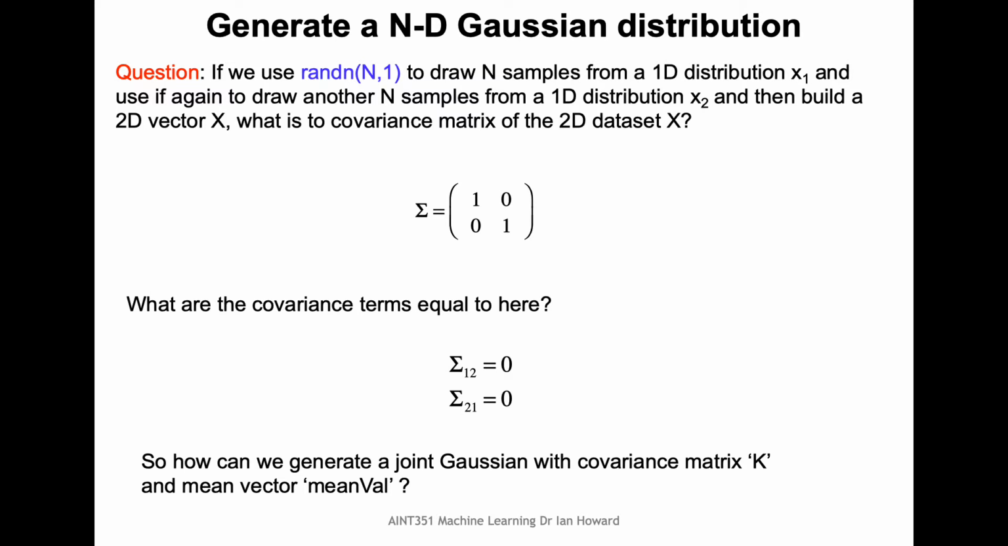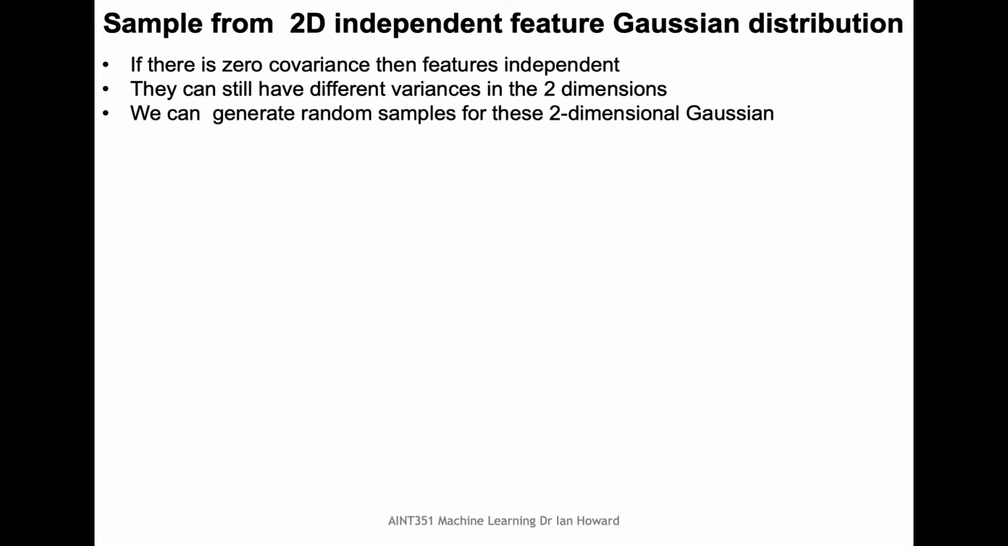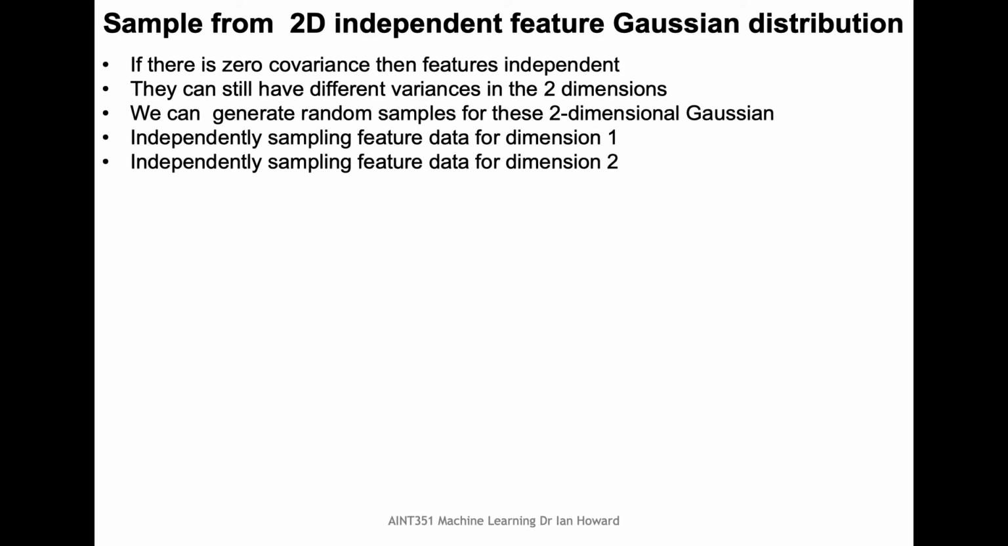So how can we now generate, in a multidimensional case, a system where we can specify the covariance matrix and the mean vector? Well, again, like we said before, if there's 0 covariance and the features are independent, it's easy to generate data in which there is 0 covariance. All we have to do is sample for feature 1 and then independently sample for feature 2.